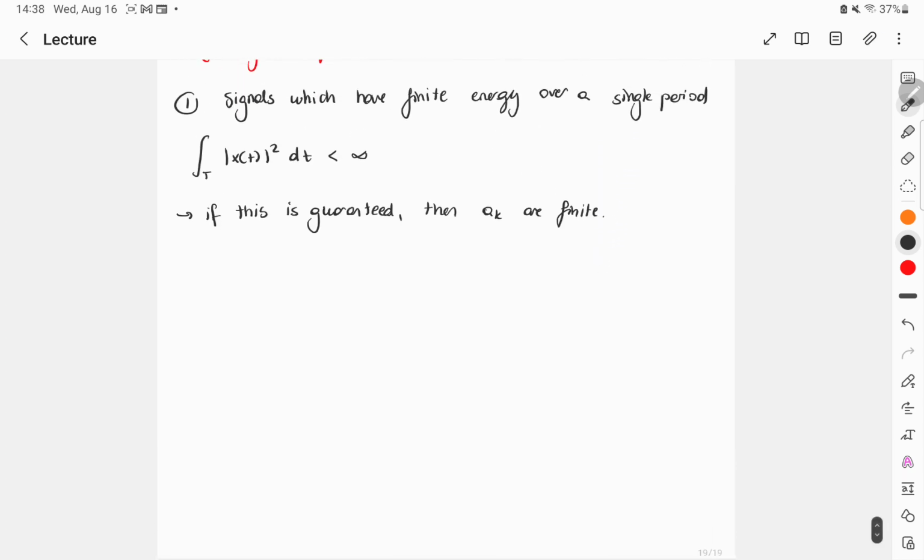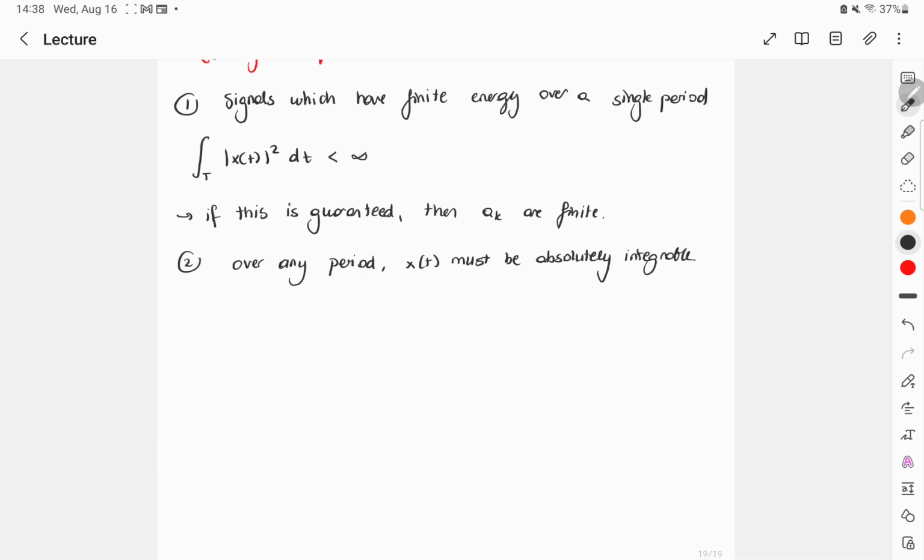Okay, now let's move on to the second. Over any period, x of t must be absolutely integrable. So we can show it like this. Over any period T, that's it.